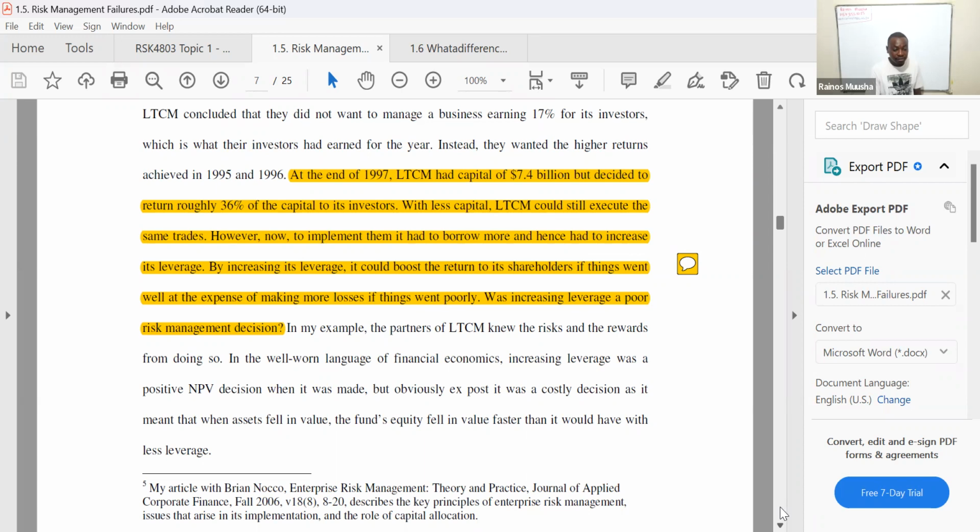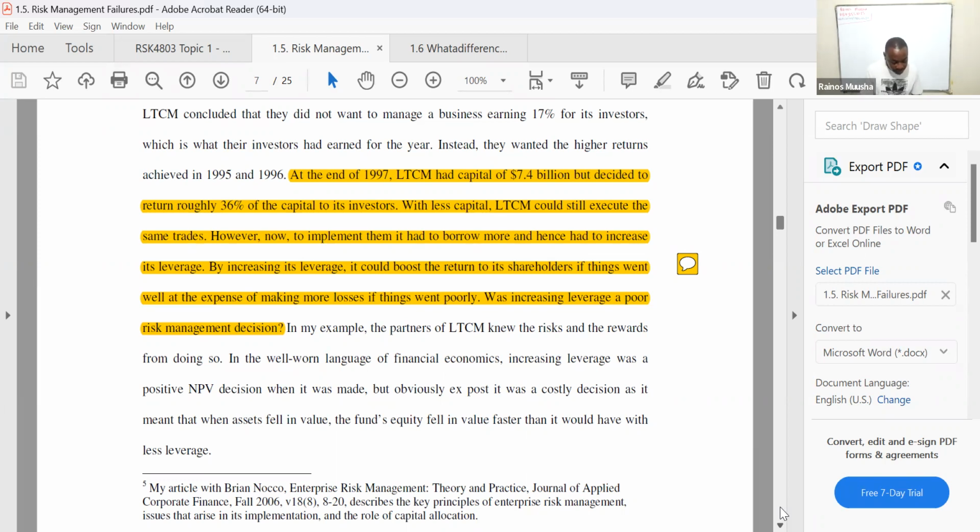So when they talk about leverage, this is basically the use of debt financing. So they are basically saying that they decided to pay back some of the capital to their investors, and for them to maintain their positions, they decided to borrow more money. Which basically means that when you look at the debt to equity ratio, the debt in relation to the equity of the institution had increased because they were using more leverage to finance their operations.